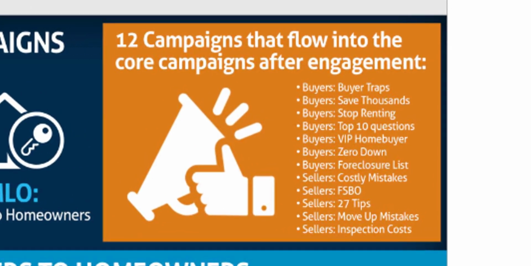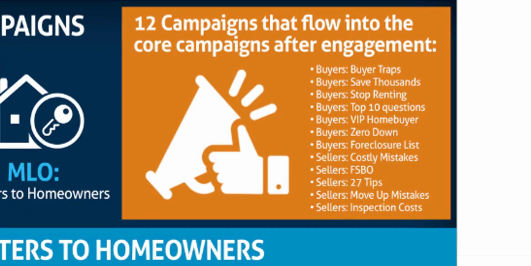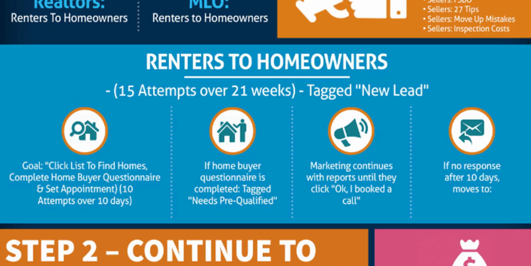Now, we have 12 campaigns that will flow into the core campaigns after the initial engagement. So you don't want to keep posting the same thing over and over again in these Facebook groups. So we have various campaigns that you can post, and once they get that information, it's then going to slide them into the core campaign. Now, the core campaign is primarily the renters to homeowners campaign. And what it's going to do is make 15 attempts over a 21-week period to get the person engaged to want to get a list of homes that may be available in the area.